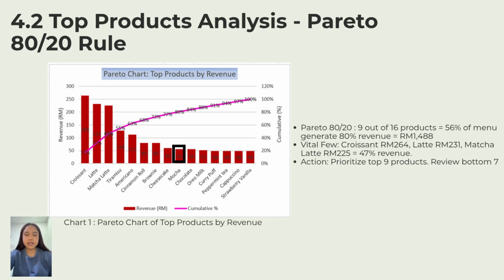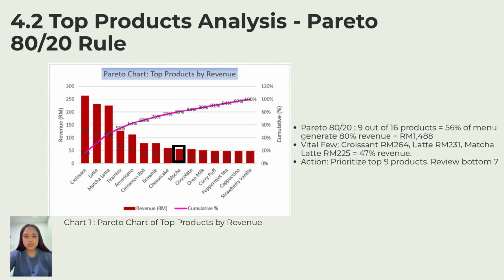This is supported by the Pareto chart on the right. The red bar shows revenue in RM and the pink line shows cumulative percentage. The three tallest bars are croissant at 264 ringgit, latte at 231 ringgit, and matcha latte at 225 ringgit. These top three products alone contribute 47% of total revenue. The cumulative line rises steeply and flattens after mocha.